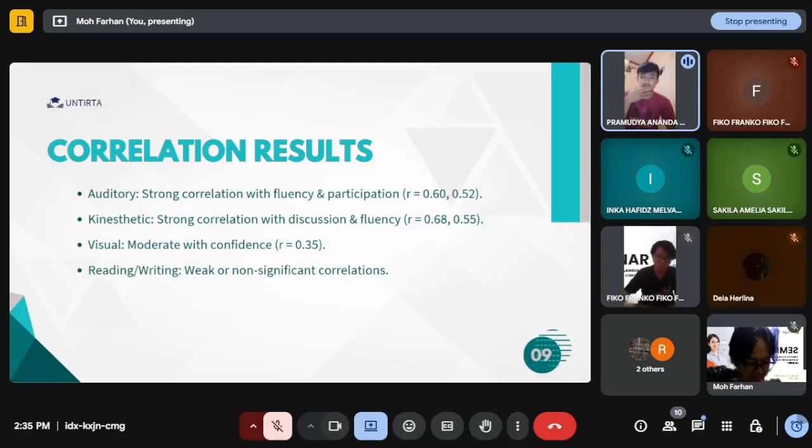And also, the weakest learning style in relation to speaking skill is reading and writing. This learning style generally exhibited weak and non-significant correlation with most aspects of speaking skill. This outcome aligns with the theoretical understanding that this style primarily focuses on processing information through text. Students who prefer reading and writing tend to engage with print materials, glossaries, textbooks, and notes. While crucial for other language skills like reading and writing, this preference may not directly enhance spontaneous oral performance in speaking skill, as it emphasizes textual rather than interactive or auditory processing.